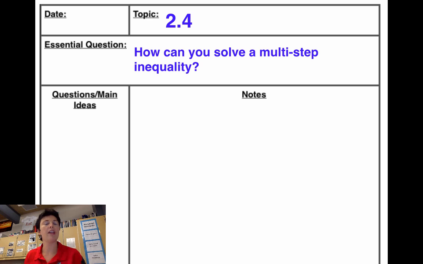So in class we've been learning how to solve inequalities, and we're going to focus this lesson on multi-step inequalities. So inequalities where, when we're solving, there's more than one step to them. So let's take a look at what that's going to be like.